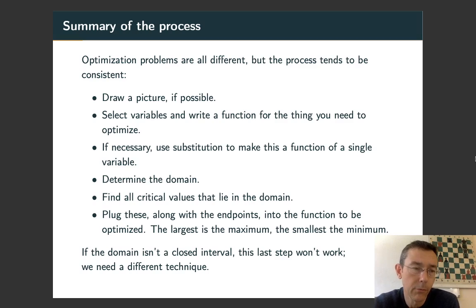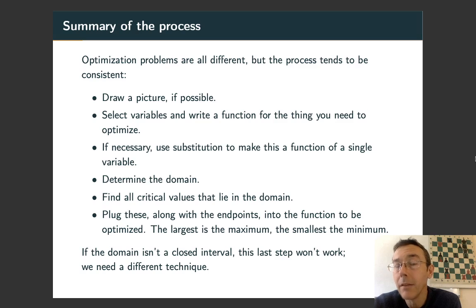Before we complete this video, let's just run through the process, because even though optimization problems are all a little bit different from one another, the general process is pretty much always the same. So start by drawing a picture, see if you can get a visualization of some sort to help you understand the optimization problem. Next, you want to select variables and write a function for the thing you need to optimize. At first, it's okay if that function has more than one variable in it. But in your next step, you're going to have to reduce it to just one variable using substitution.